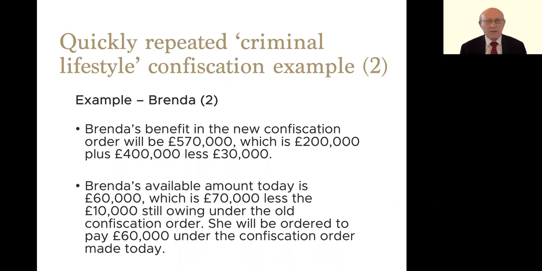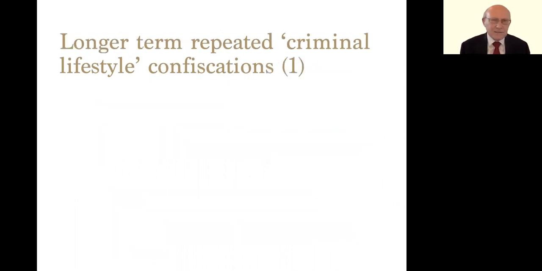So the latest confiscation order is going to say benefit £570,000, available amount £60,000, amount to pay £60,000. And of course, she can still be chased for the £10,000 which she owes on the old order. Okay, hopefully that all makes sense. We can see how that's going to work for Brenda, or perhaps I should say against Brenda, in the new confiscation proceedings. What about where the new confiscation order is, again, a second criminal lifestyle order, but there's more than 6 years between the two orders, so that what we said about the relevant day isn't going to be affected? Let's see how that works.